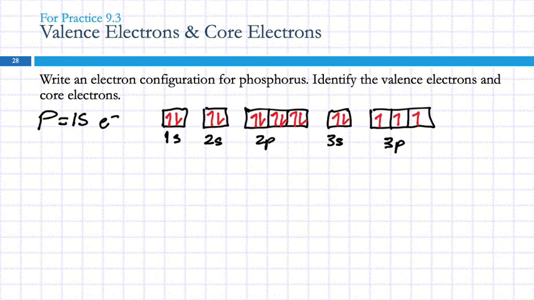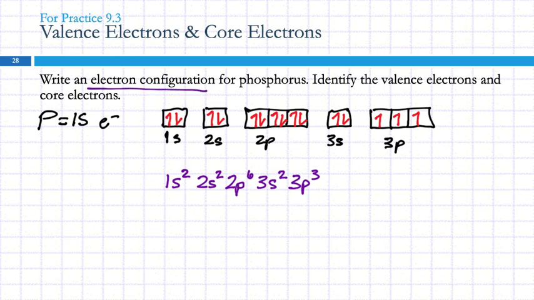So let's write the electron configuration out. So in the 1s room, how many electrons? 2. So 1s, 2. And in the 2s room, 2. And how many electrons in the 2p room? 6. How about 3s? 2. And 3p? 3. That's an electron configuration. It's faster than drawing boxes and arrows. I like the boxes and arrows though. So, we got the electron configuration.